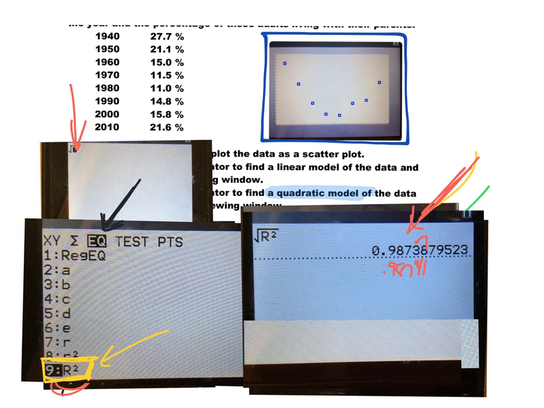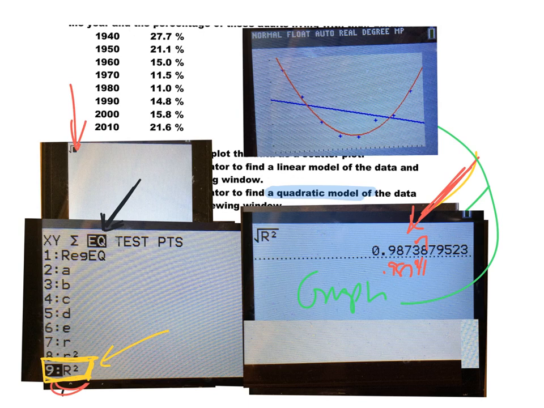What I want you to do is write down that R value, and then press Graph, and then take a picture of the scatter plot with now both the line of best fit and the parabola of best fit created. This is the picture that I want you to include on your assignment. And if you notice, the parabola really does do a better job of representing the points, the data that were given to you.